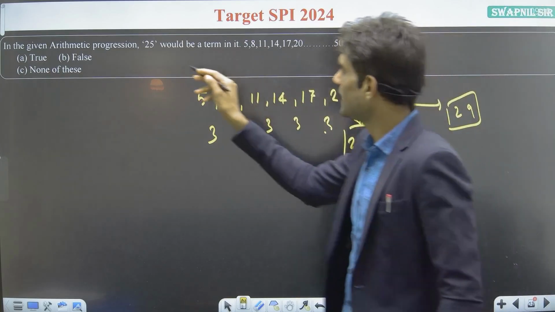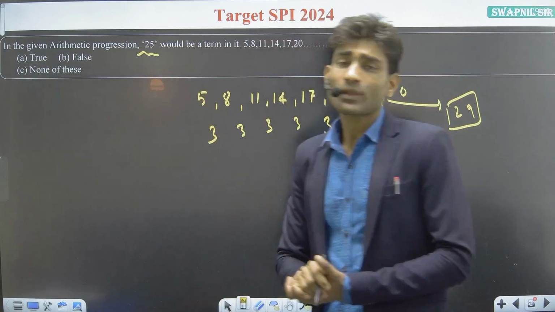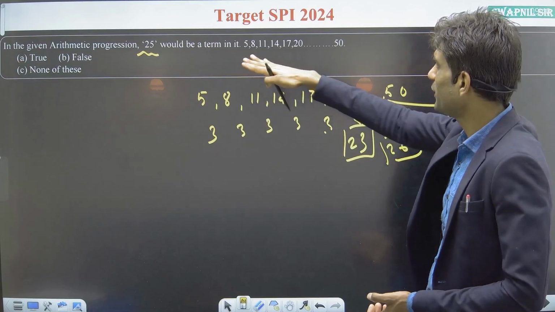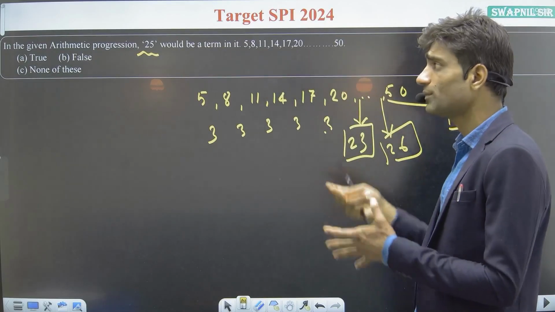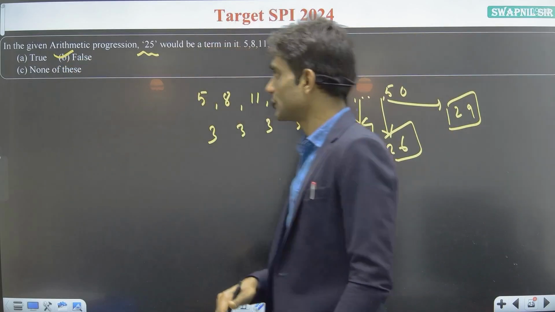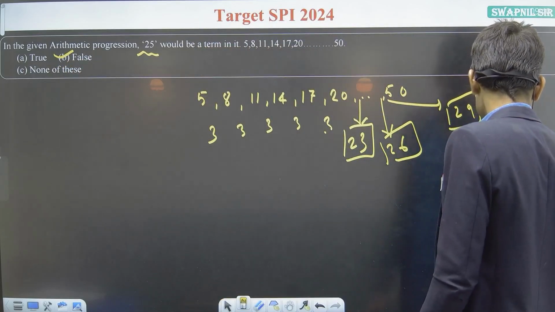29. But there is no term 25 involved. Our question says that 25 is part of this arithmetic progression, but it is never possible. So our answer is here B, which is false. Okay, so our answer is false.